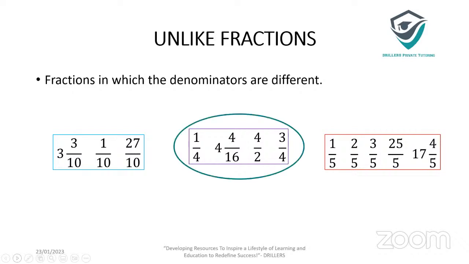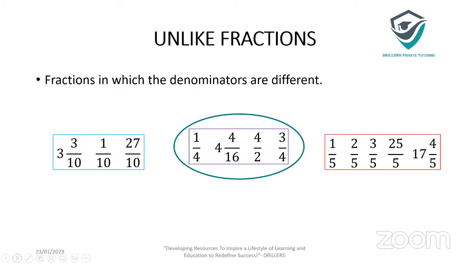And yes, you've guessed correctly. The second group, the group in the purple box, is a group of unlike fractions. In the first group, all of our fractions are tenths. In that group we have a mixed number, a unit fraction, and an improper fraction. Mixed fraction and mixed number can be used interchangeably. We have 3 and 3/10, 1/10, 27/10. Those are like fractions, so that group does not fall into this category.